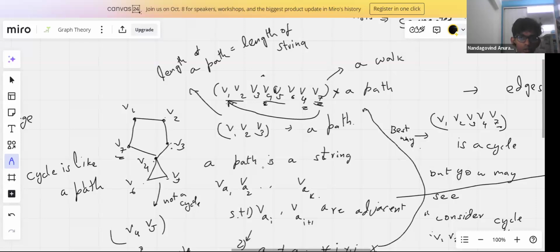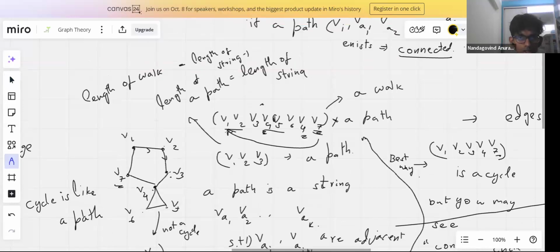So V1, V2, V3 is a three length path. V1, V2, V3, V4, V1 is a five length path. It's also considered a five length cycle. And the length of a walk is equal to length of string minus one.